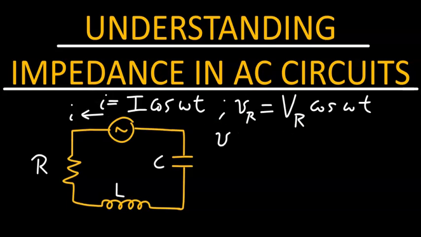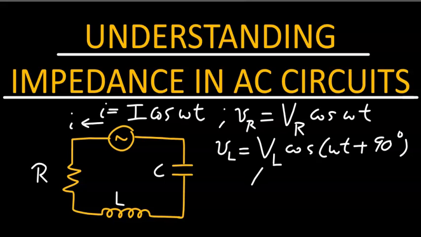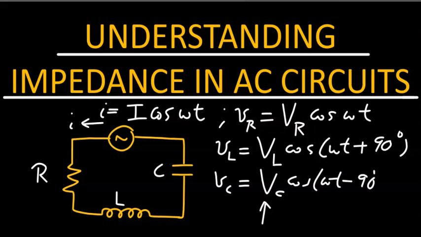The voltage across the inductor leads the electric current by 90 degrees. So its expression will assume the following form: V_L cosine omega t plus 90 degrees. Capital V_L is the voltage amplitude across the inductor. The voltage across the capacitor lags the electric current by 90 degrees. So its expression would be V_C cosine omega t minus 90 degrees, where V_C is the amplitude of the voltage across the capacitor.